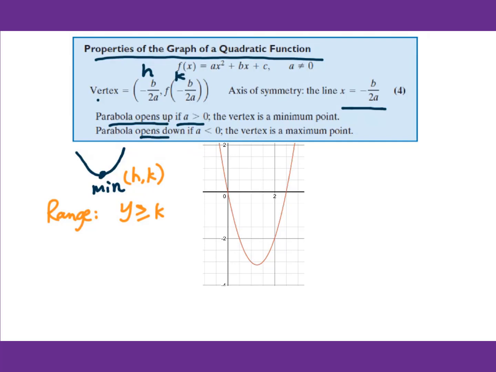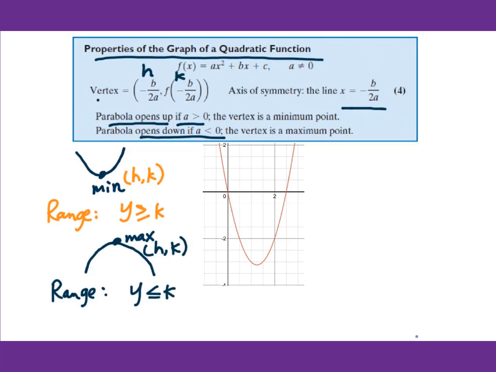The parabola opens down if a is less than 0. It looks like this. This will be a maximum value. The vertex is still (h, k). And for the range, it will be y less than or equal to k.